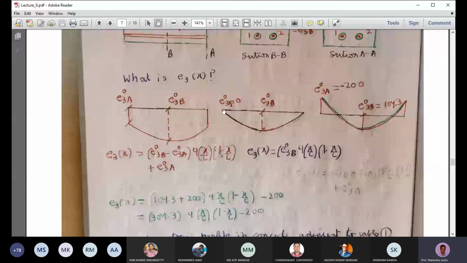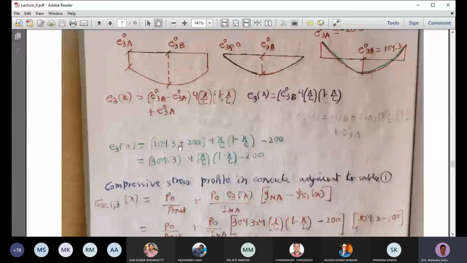And suppose if E03a is negative, say it is minus 200, we'll just substitute minus of minus, it will become plus 200. So the equation of this parabola will be, at the ends it is minus 200, and at the center the eccentricity is 104.3. So we substitute those values here: 104.3 minus of minus, plus 200, into 4x by L into 1 minus x by L, and here E03 is minus 200, so we'll put minus 200.